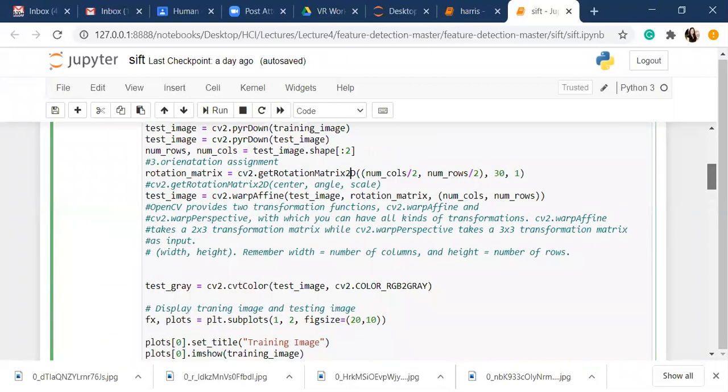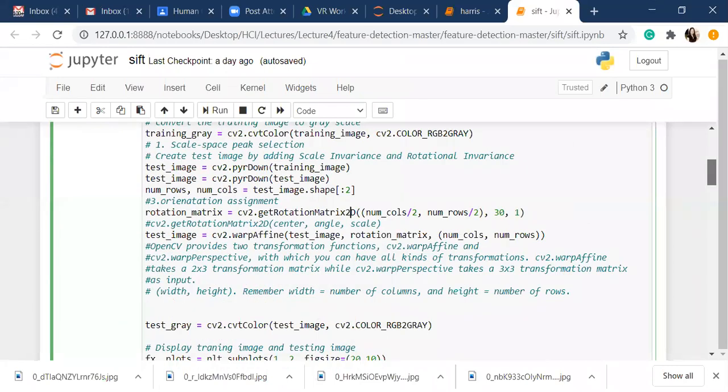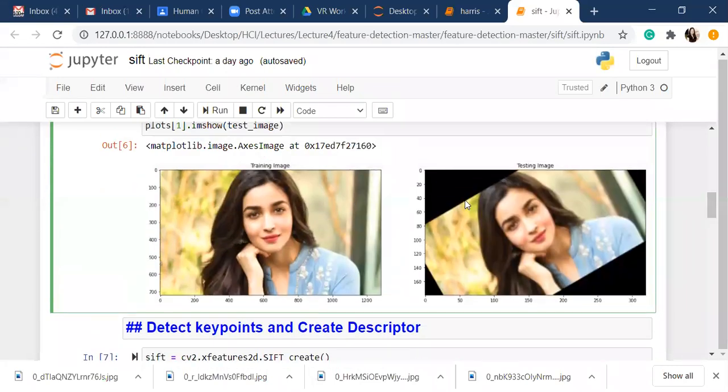You can see there, the gray one is represented by test underscore gray, and the gray image for the training is represented by training underscore gray. For a better display, I am using the colored images. This one is the training image and this one is the testing image. You can see in my testing image there are some modifications in terms of the orientation as well as the intensity in the blurred format. So I'm using different values of sigma there.